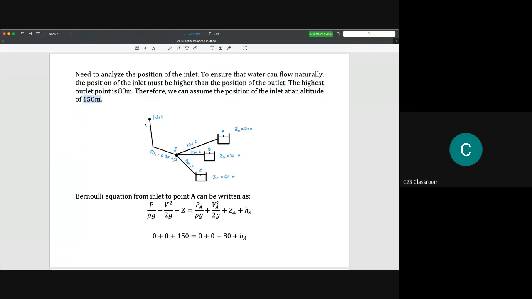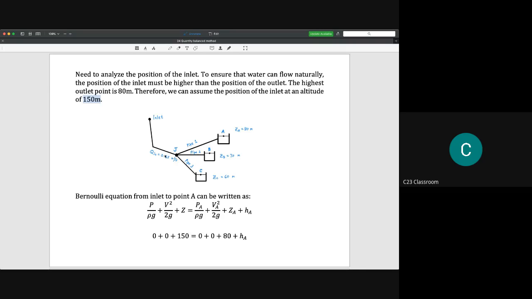As you know, the Bernoulli equation is only valid from inlet to A, from inlet to B, and from inlet to C. Please do not compare your Bernoulli equation with A to B or A to C or C to B, because in reality, the water is not flowing from B to C. The Bernoulli equation is actually the total energy on the streamline, so you need to understand that. If we draw a streamline, we can only draw from the inlet to point A, inlet to B, and inlet to C.